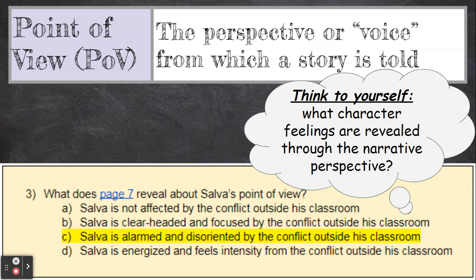So here's an example question. If the question's asking, what does page 7 reveal about Salva's point of view? It's really asking you, what are Salva's feelings or emotions that the point of view shows? Think to yourself, what character feelings are revealed through the narrative perspective? This is the scene where Salva's at school and there's gunfire outside his classroom. The point of view really shows us Salva's sense of fear and alarm and confusion.